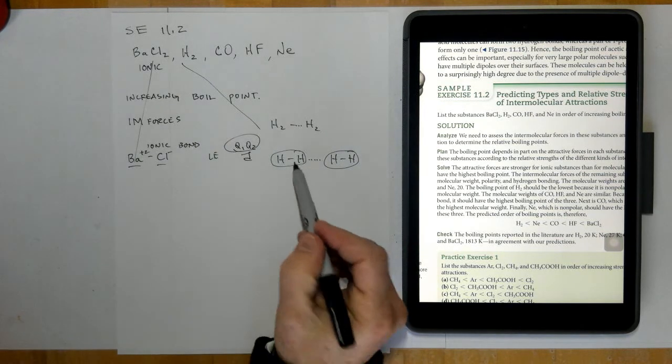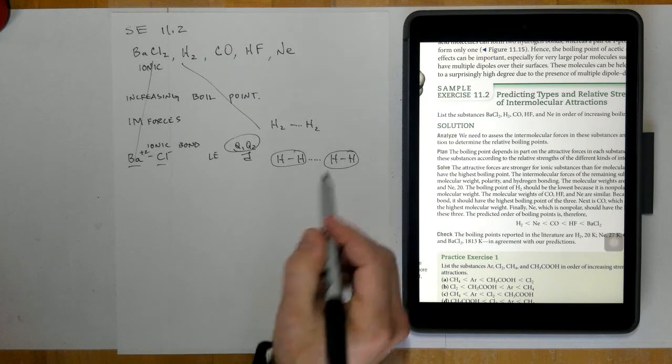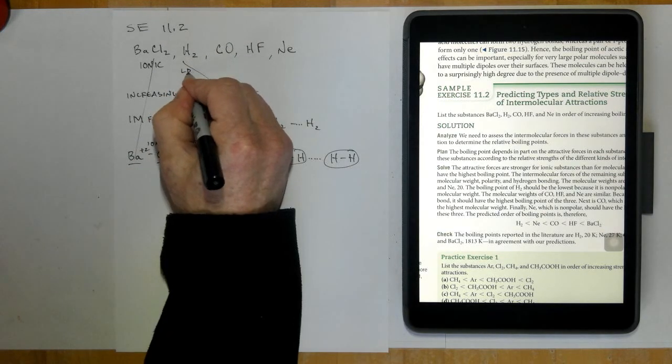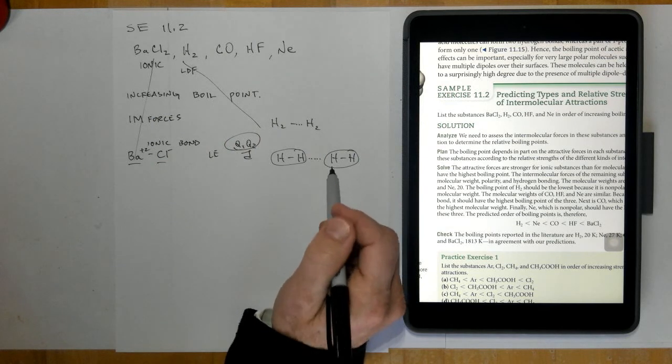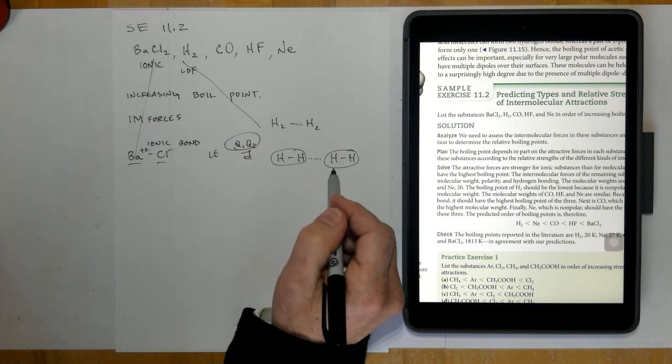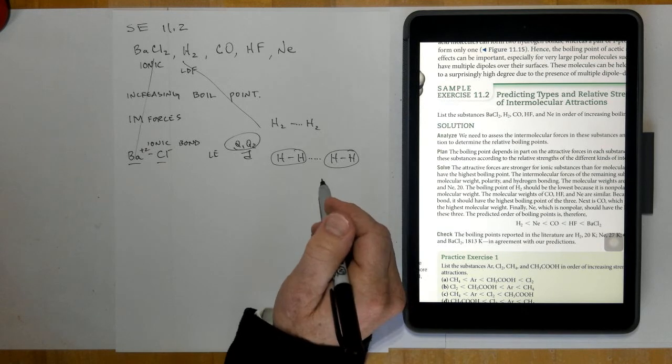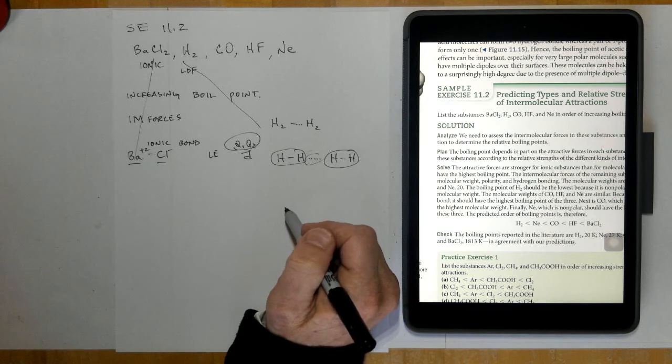Because this happens to be a nonpolar molecule and a nonpolar molecule, so we only have London dispersion forces in this one, and there's very few electrons, so this would probably be our lowest boiling point. We'd probably want to go into gaseous phase right away because these interactions are not very strong.